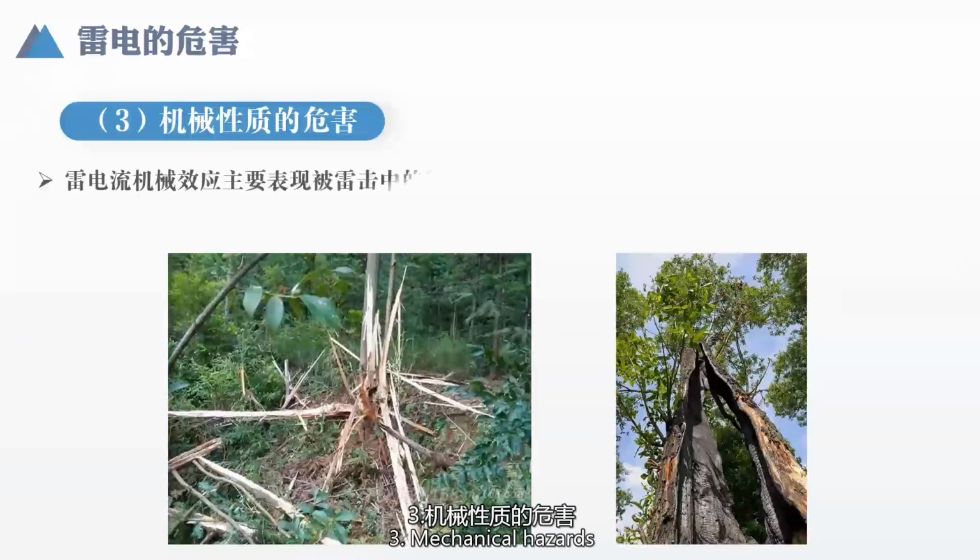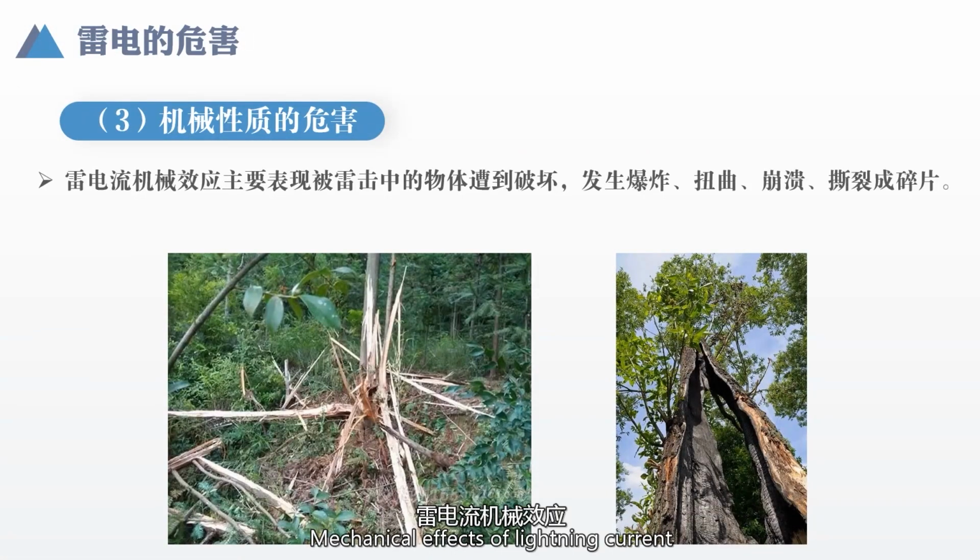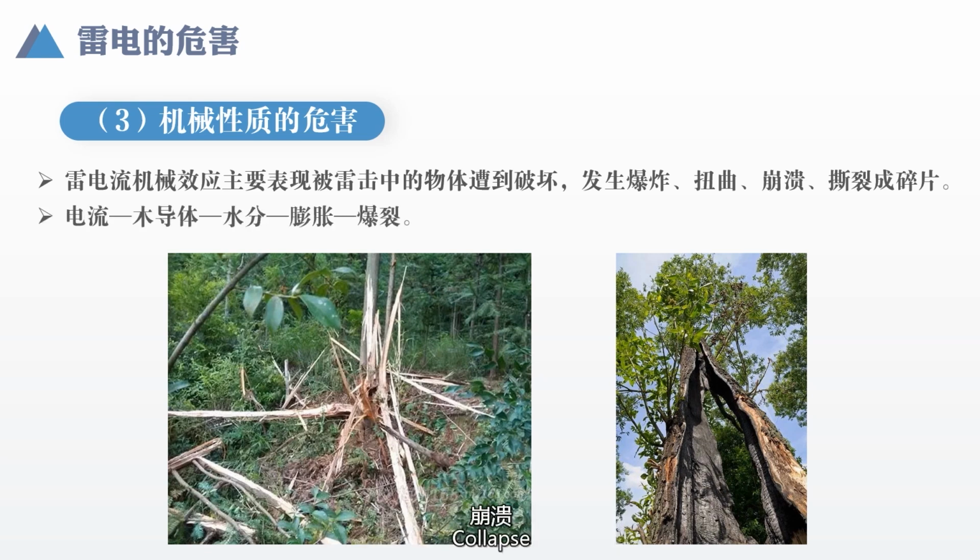Third, mechanical hazards. Mechanical effects of lightning current. The main manifestations in an object struck by lightning are damage, explosion, distortion, collapse, and tearing into pieces. When lightning strikes a tree, the strong electric current passing through the tree causes the water in the tree to vaporize, forming hot, pressurized water vapor. These gases expand rapidly against the tree, which splits the tree.